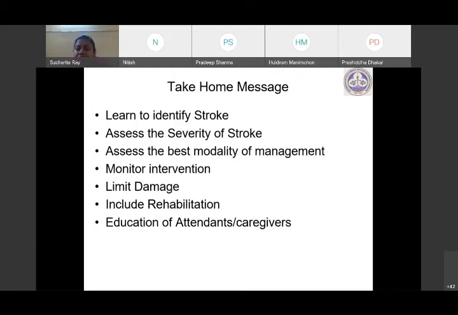Now, finally, do the best modality of management. Talk and discuss with your friends and your seniors to find out what needs to be done at that point of time. Don't waste time. Monitor the intervention that you have given because you can sometimes have side effects, and as and when, limit the damage and include rehab. Most importantly, educate the attendants and caregivers so that they know the best way to manage the stroke patients next time it occurs.